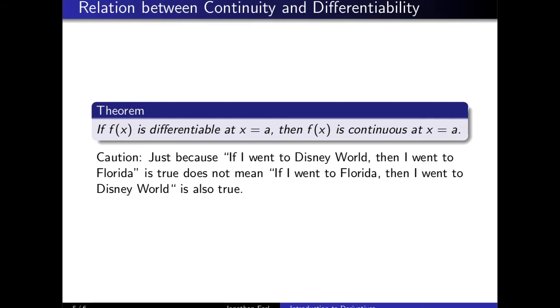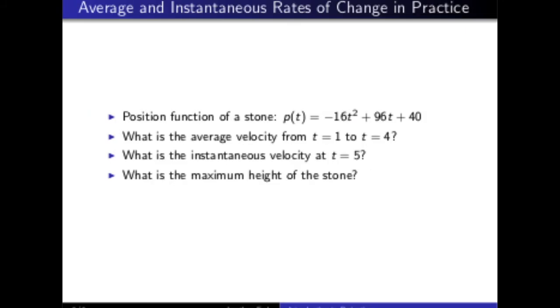Right? So again, think about it in terms of what I have written here. If you're in Disney World, then you're in Florida. But just because you're in Florida, it does not mean that you're in Disney World. You could be in Miami, you could be in Tampa, you could be in Jacksonville, you could be in Tallahassee, you could be somewhere else entirely. So that's just one thing to keep in mind with a result like this.